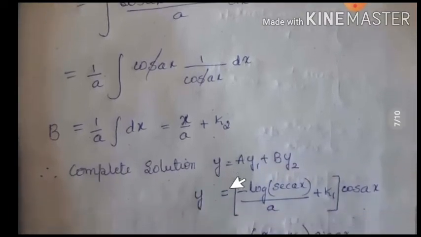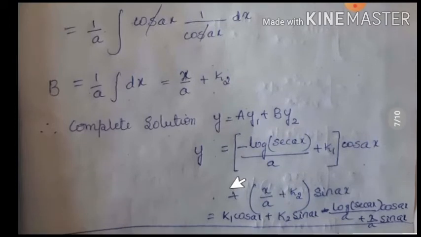Now let us write the complete solution of the differential equation. What is the complete solution by variation of parameter? The formula is y equals A y1 plus B y2. Substitute the answer of A, and substitute y1, cos ax. Also substitute the answer of B and y2, that is sin ax. Open the bracket. Let me write the first term with constant: k1 cos ax plus k2 sin ax. So this will be the complementary function, c1 cos ax plus c2 sin ax, with k1 and k2 instead of c1 and c2.